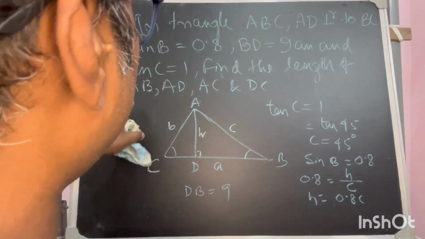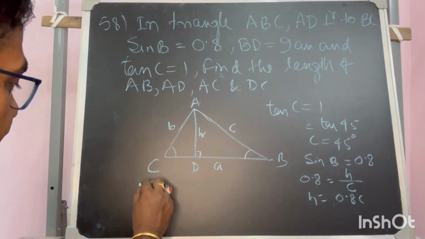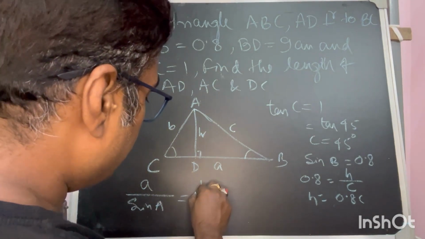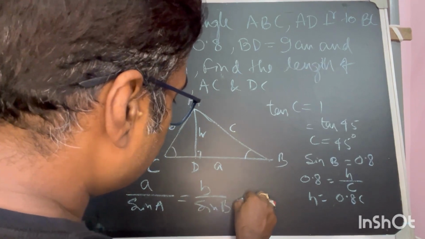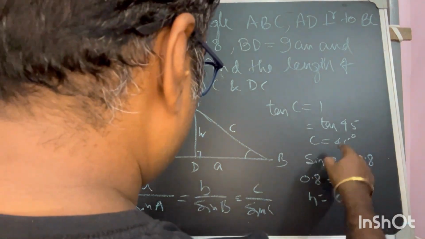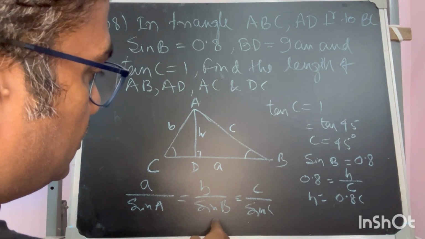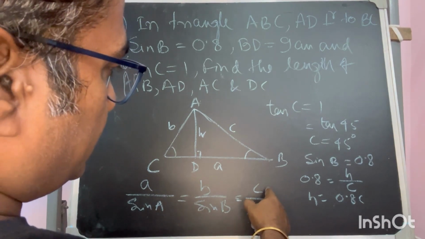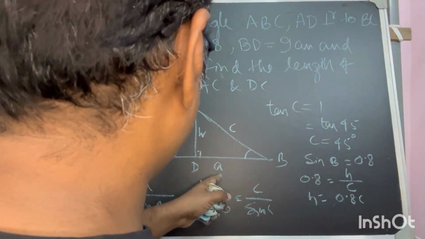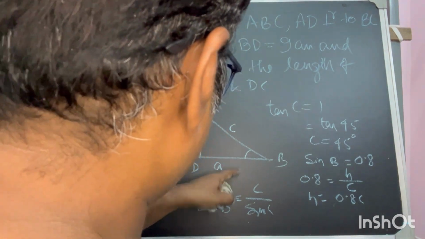Okay, so find the length of. There is one more thing we have learned: A by sine A is equal to B by sine B is equal to C by sine C. This we can use. C we already know is 45. B is unknown, sine B is known, sine C you can take out, and this could relate. H is another, and 9 is given.